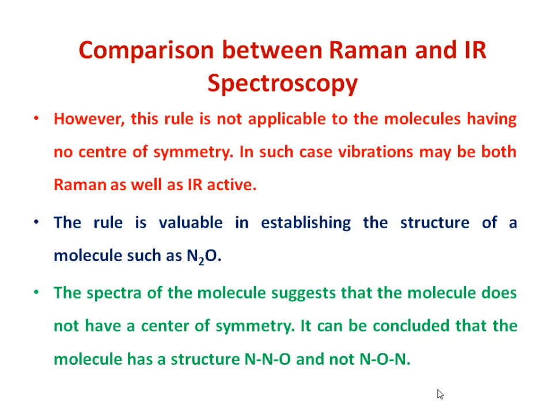The rule is valuable in establishing the structure of a molecule such as N2O, because this molecule is Raman as well as IR active. That means this molecule does not have a center of symmetry. From this, it can be concluded that the molecule has a structure NNO and not NON.